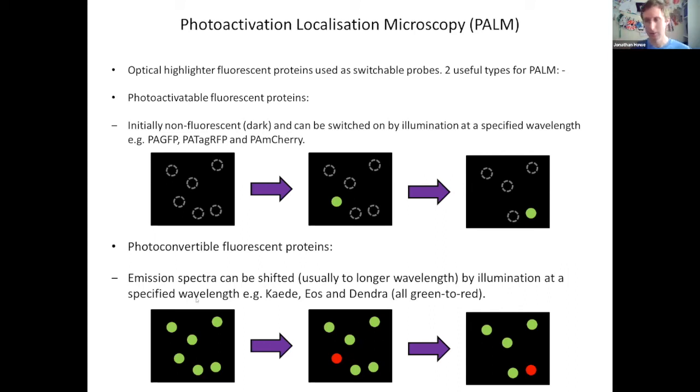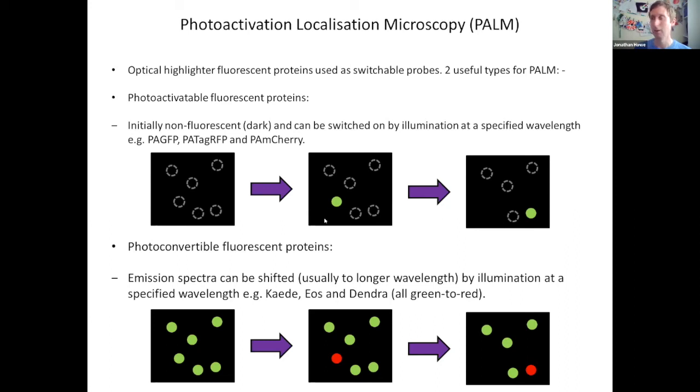Obviously, the main benefit of the photoconvertible over the photoactivatable fluorescent proteins is the fact that you can see them to begin with, so you can tell which of your cells are transfected. But the downside is they take up more than one channel, so they're not as easy to multiplex with.